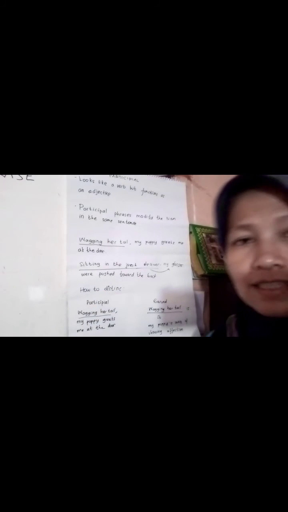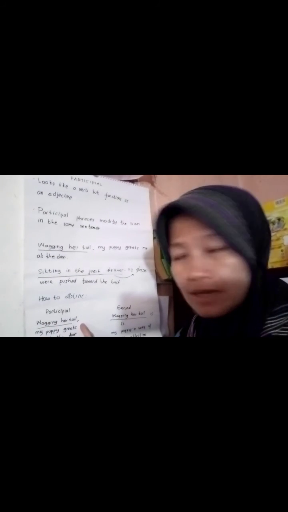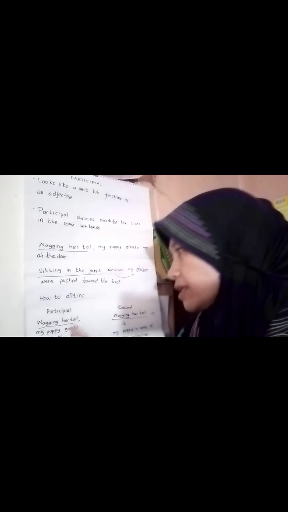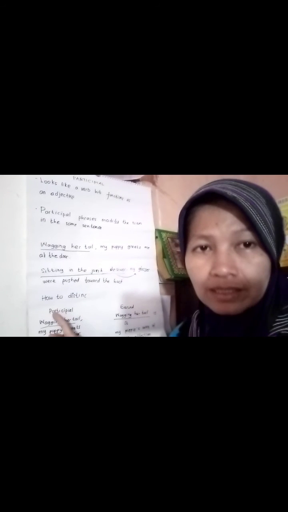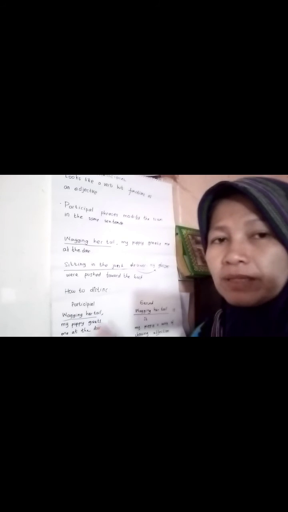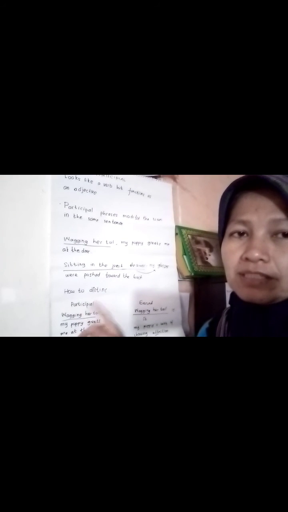How to distinguish it? The example will be, wagging her tail, comma, my puppy greets me at the door. This is a participle. We can't replace it with "it." It will not fit the flow. It would not make sense. This is a participle, different from a gerund.